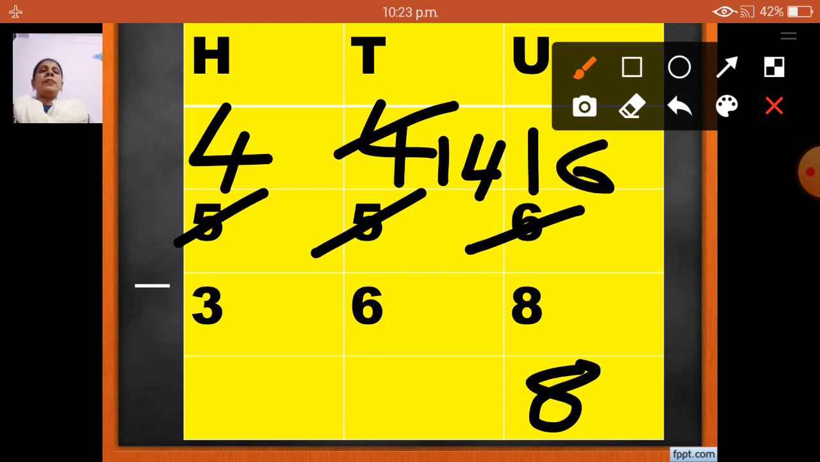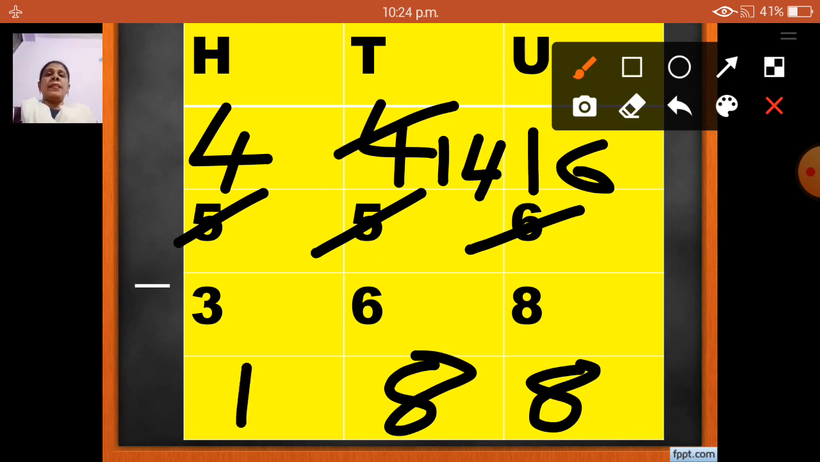So after 6, we have to count till 14. 7, 8, 9, 10, 11, 12, 13, 14. What did I get as my answer? 8. So 14 minus 6 is 8. Now 4 minus 3, 1. Correct. So when I subtract 556 minus 368, I get my answer 188.